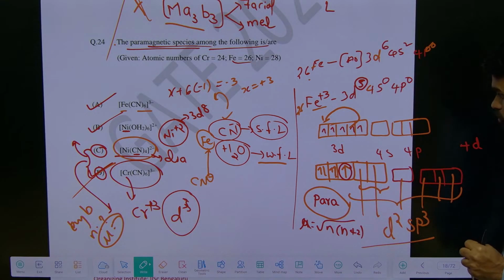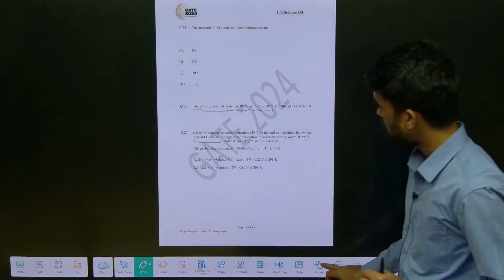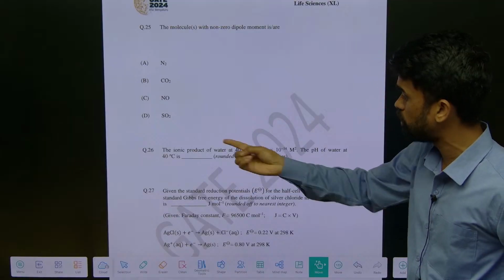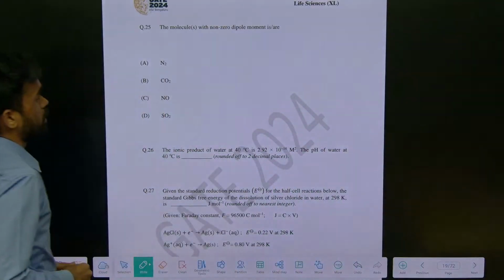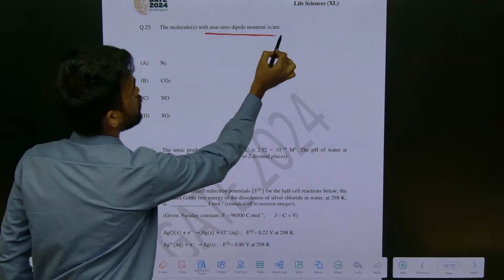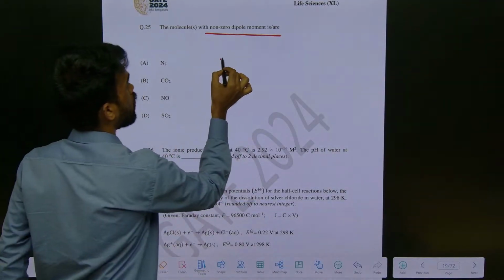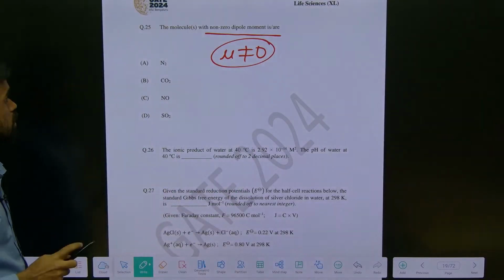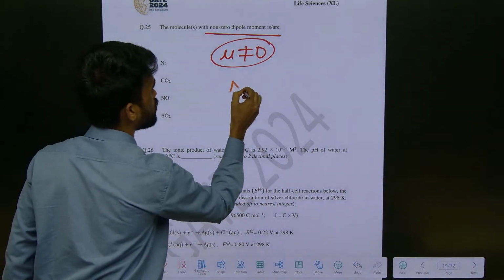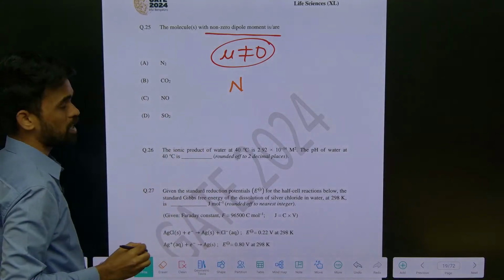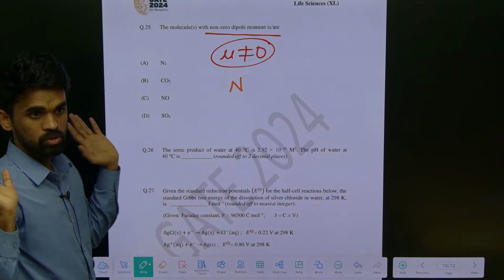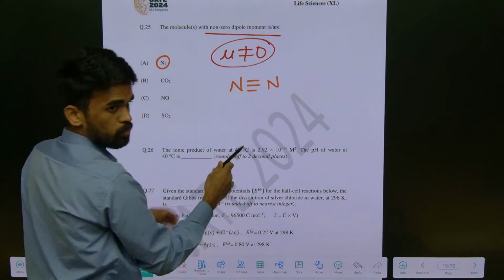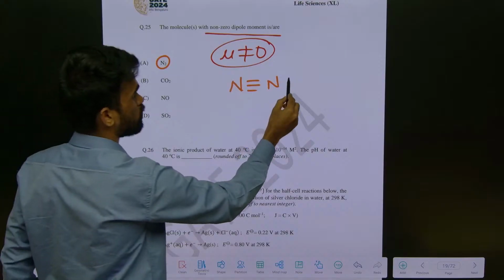Okay, right. Yeah. So a few last questions, 3 questions are there. Anyway, I will cover only one. The remaining 2 we will discuss in the next session. Okay, right. So the molecule with non-zero dipole moment. So mu should not be equal to 0. They are asking. See, whenever there is a homodiatomic molecule, dipole moment will be 0. See, N2 is there. It's a homodiatomic molecule now. Both interactions, both forces are the same, so mu will be 0.